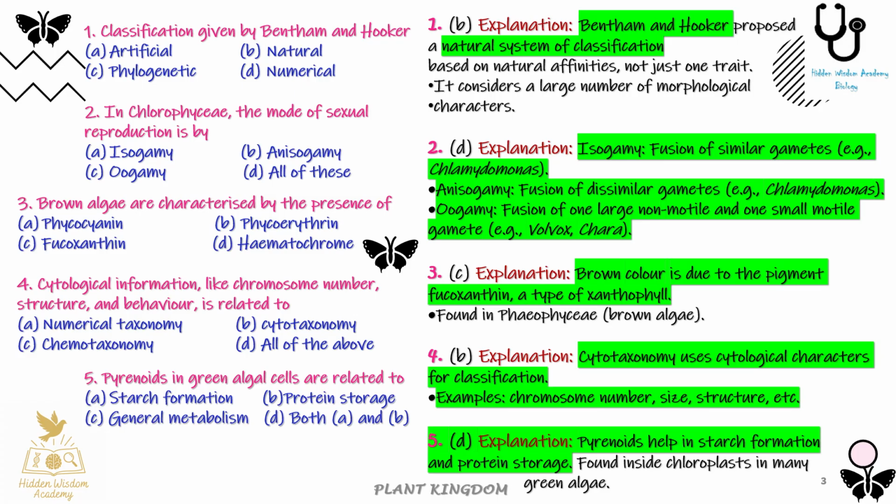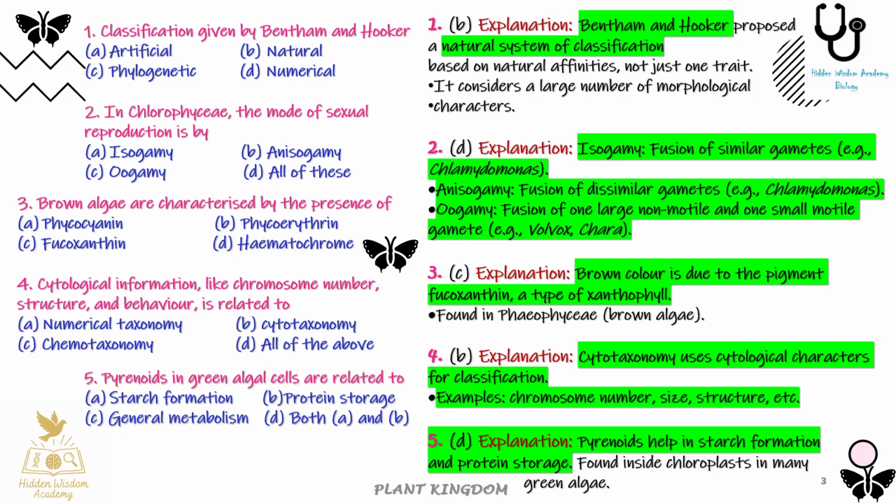Question 1. Classification given by Bentham and Hooker. Option A, artificial. Option B, natural. Option C, phylogenetic. Option D, numerical. Explanation: Bentham and Hooker proposed a natural system of classification based on natural affinities, not just one trait. It considers a large number of morphological characters. So, option B is the correct answer.